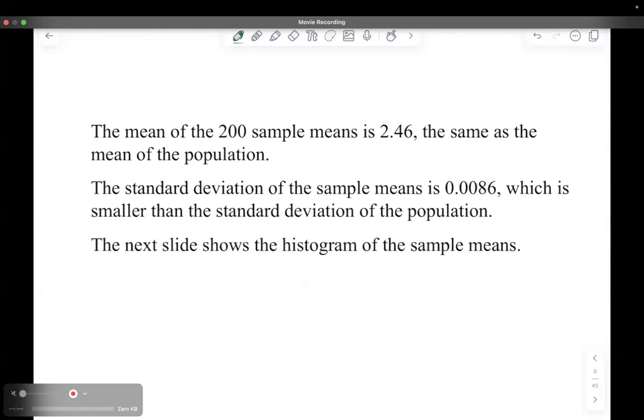So this is another really good thing about using these sample means. If I just use the actual penny weights, the standard deviation is probably going to be larger because I'm just taking individual penny weights. But once I average them all and then I compare all the averages to each other, it causes my standard deviation to get smaller. You'll see this in a second.